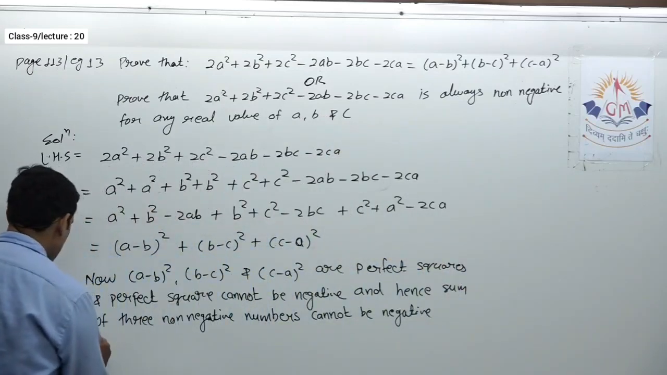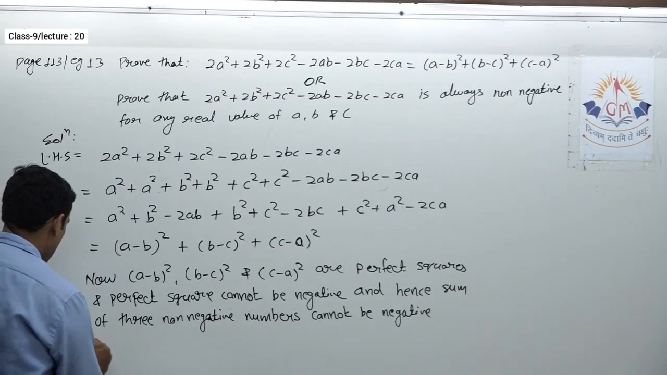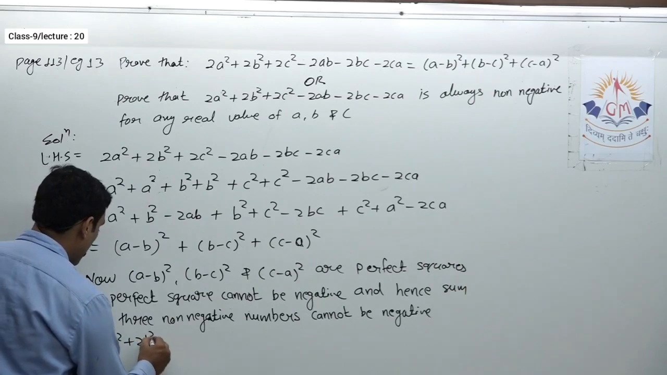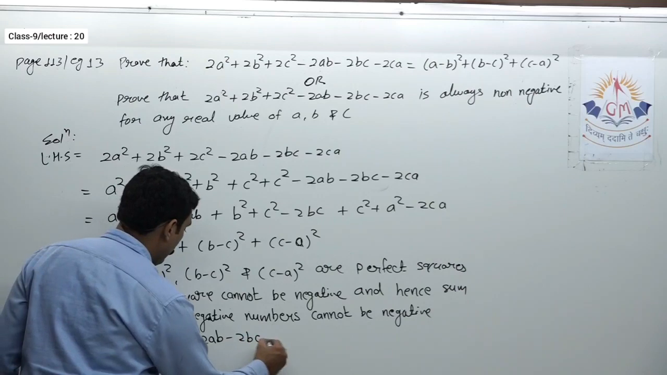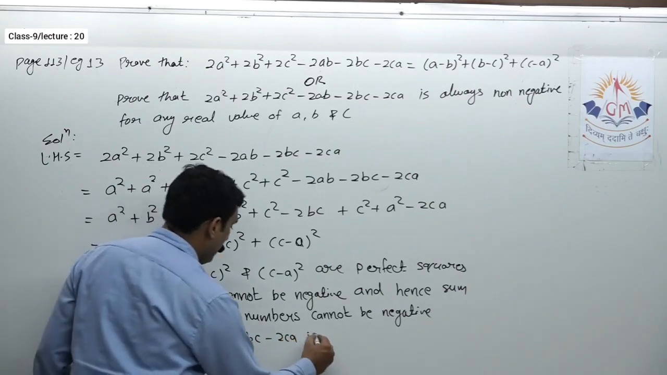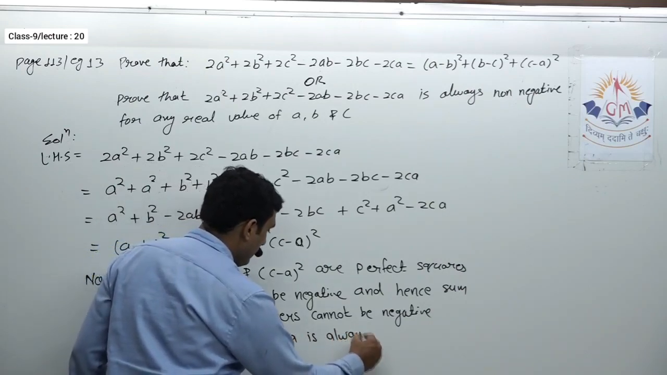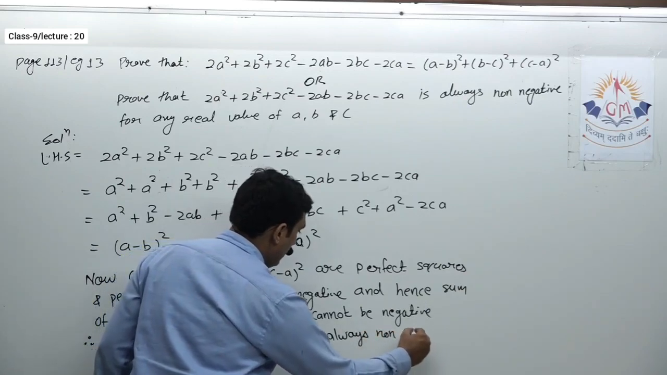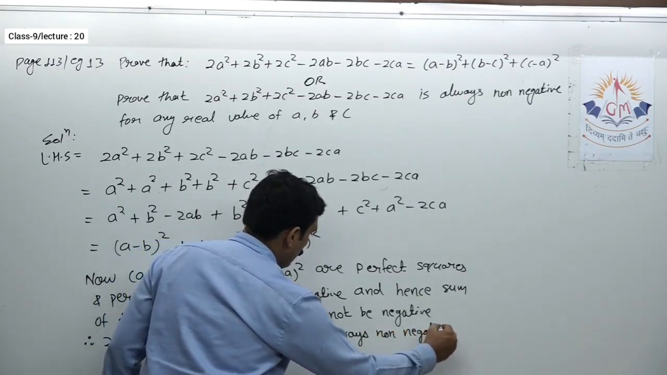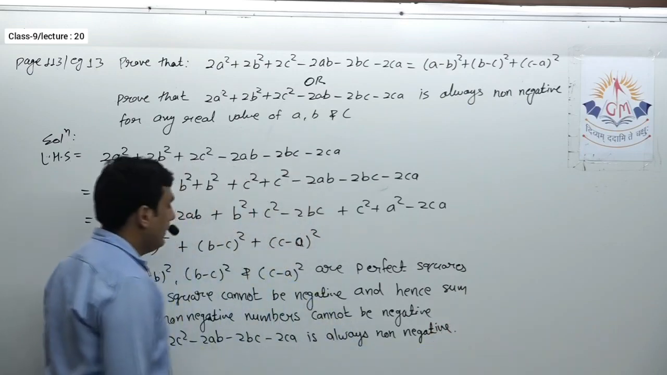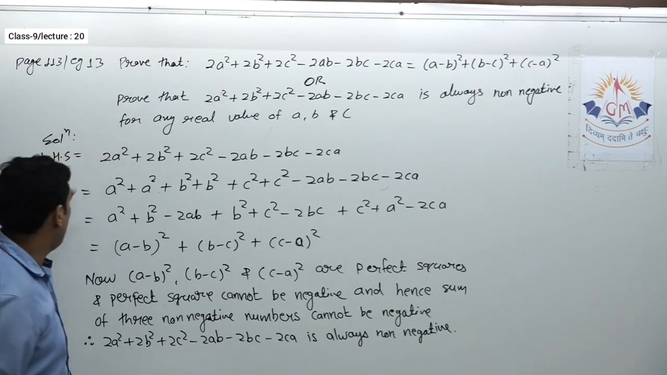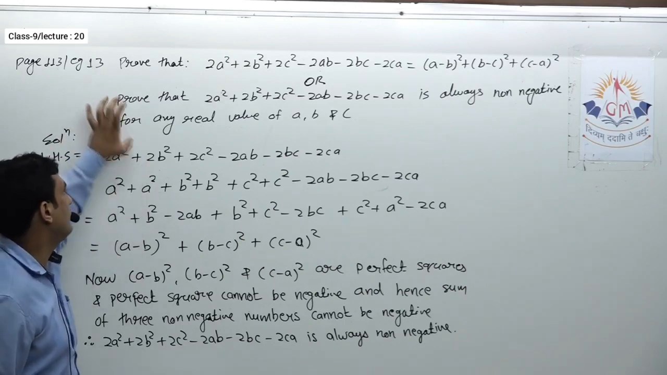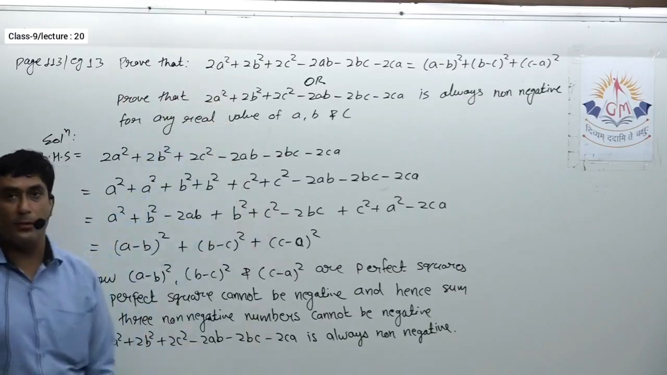Therefore 2a² + 2b² + 2c² − 2ab − 2bc − 2ca is always non-negative. Okay, so please note it down. If you start from this, you can say this is the solution of the second variation of the same question.